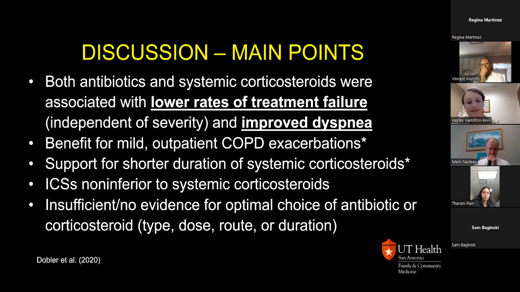However, they didn't find enough evidence for an antibiotic of choice or a mode of delivery of choice or the ideal length of time for treatment. We didn't get enough evidence from this systematic review to come up with those answers, but we did get some answers.